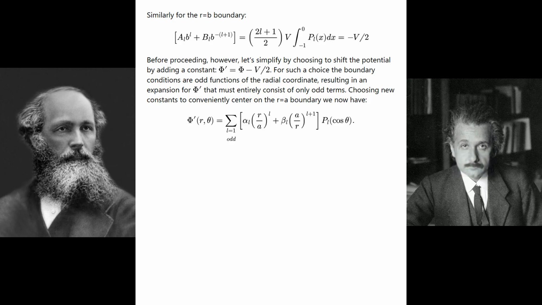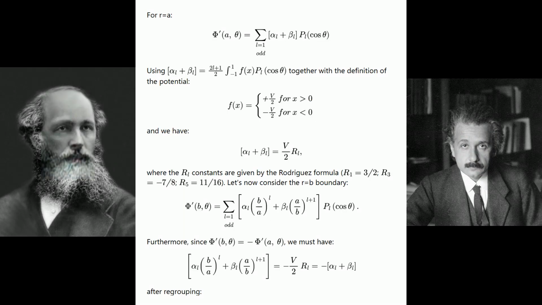Before proceeding, however, let's simplify by choosing to shift the potential by adding a constant, phi prime equals phi minus V divided by 2. For such a choice the boundary conditions are odd functions, resulting in an expansion for phi prime that must consist entirely of odd terms. Choosing new constants to conveniently center on the r equals a boundary we now have, see the equation. For r equals a, see the equation shown. Using alpha_ℓ plus beta_ℓ equals (2ℓ+1)/2 times the integral from -1 to 1 of f of x P_ℓ of cosine theta, together with the definition of the potential, see the equation. And we have, see the equation shown.